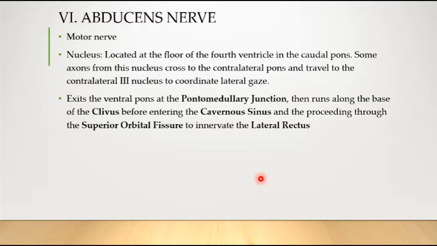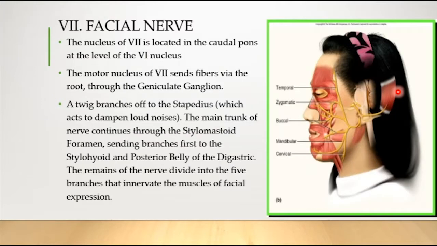So the abducens nerve, part of the extraocular muscle nerves. So it's a motor nerve. It's located at the floor of the fourth ventricle in the pons, and it exits at the pontomedullary junction before entering the cavernous sinus and proceeding through the superior orbital fissure to supply the lateral rectus. I think this is straightforward.